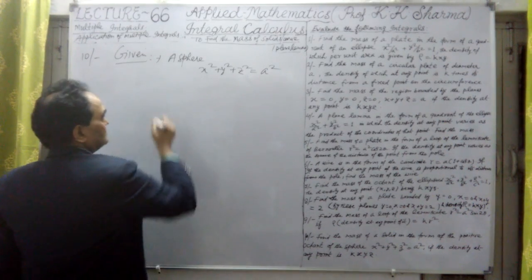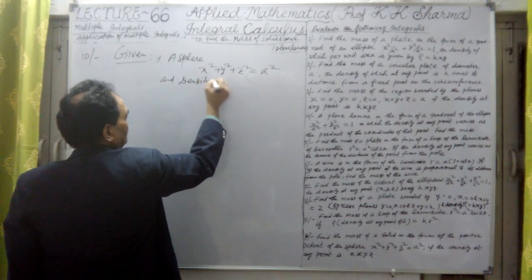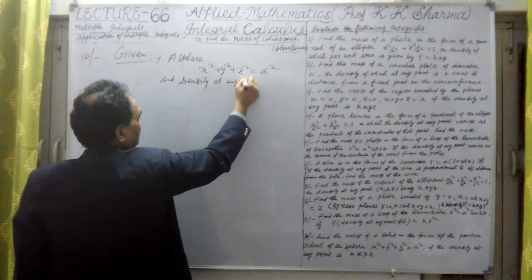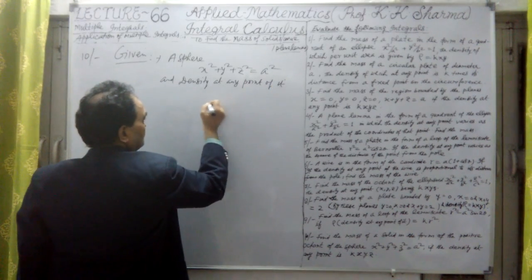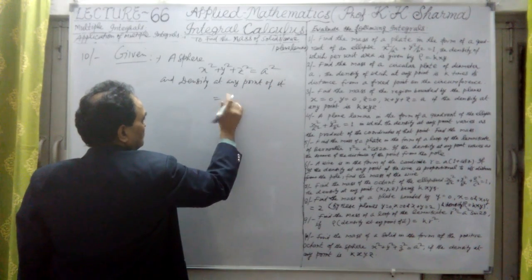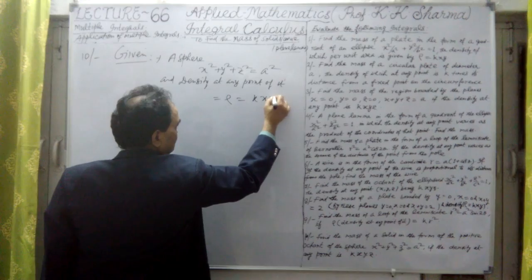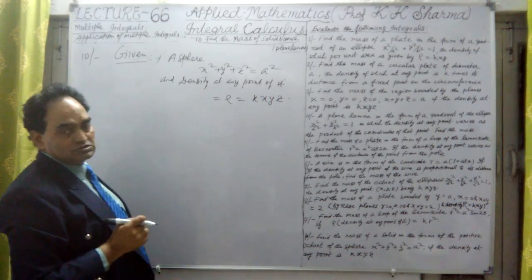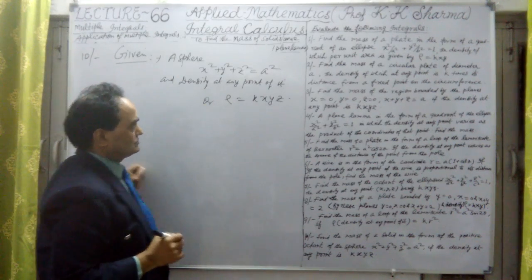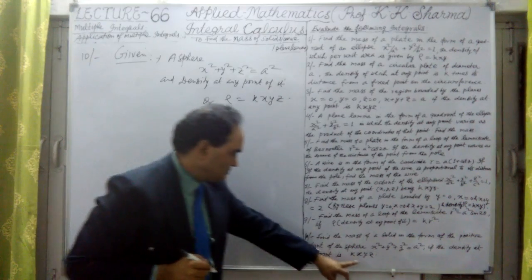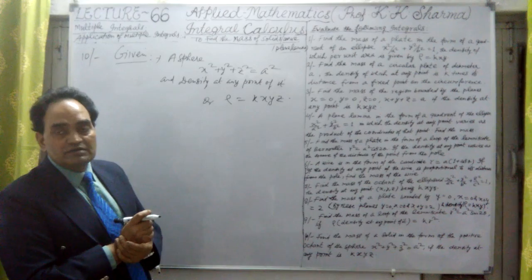Then density is also given, the density at any point of the sphere, rho equal to k times xy by z. We know density is rho, so we can write rho equal to kxy/z. This is given to us. These two things are given to us. Now I have to convert this into spherical polar coordinates.